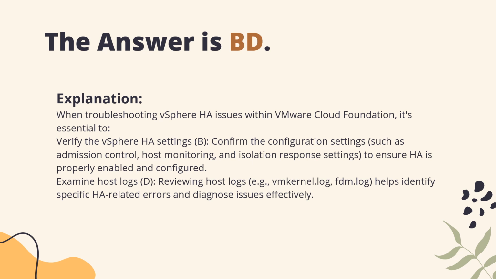When troubleshooting vSphere HA issues within VMware Cloud Foundation, it's essential to verify the vSphere HA settings, option B. Confirm the configuration settings, such as admission control, host monitoring, and isolation response settings, to ensure HA is properly enabled and configured. Examine host logs, option D. Reviewing host logs, e.g., vmkernel.log, fdm.log, helps identify specific HA-related errors and diagnose issues effectively.